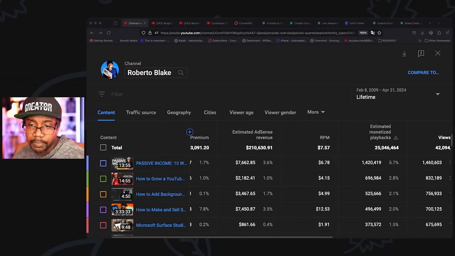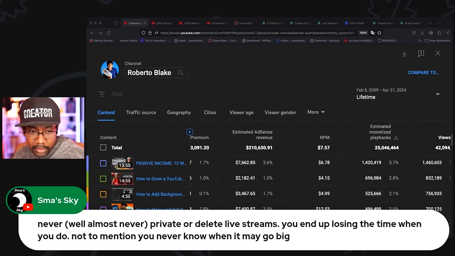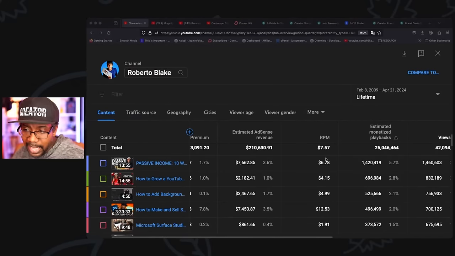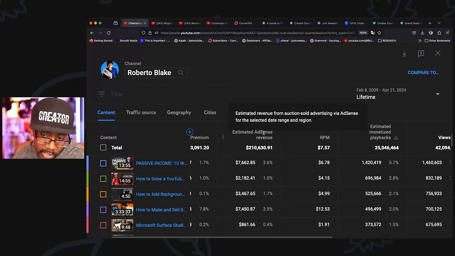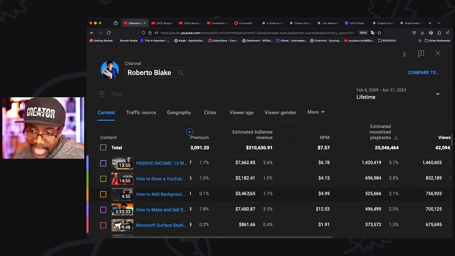So yeah, based on the math, that's what I can calculate and go with. And I have the numbers and the data here based on RPMs and based on views, and then based on what the actual AdSense payout is, not counting YouTube Premium revenue, not counting Super Chats, not counting any other revenue streams.